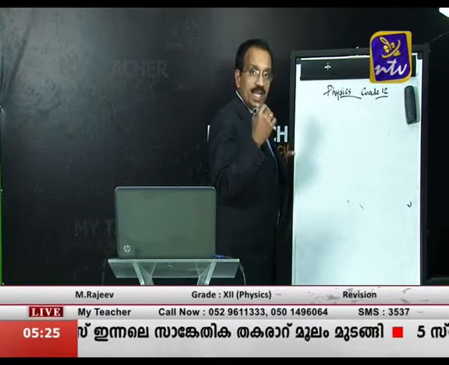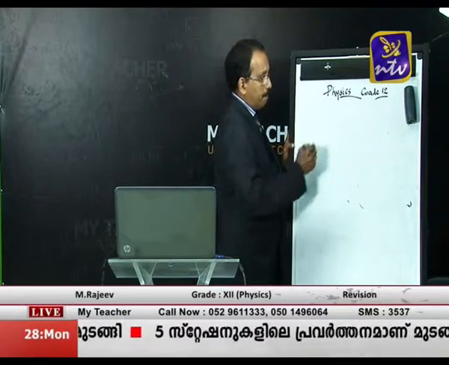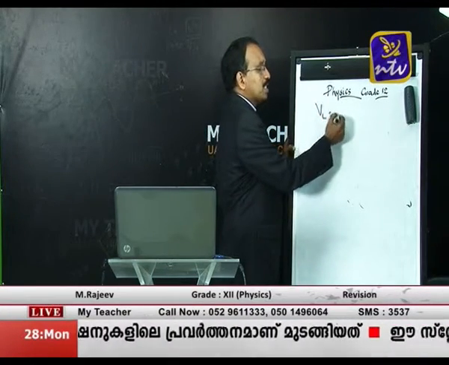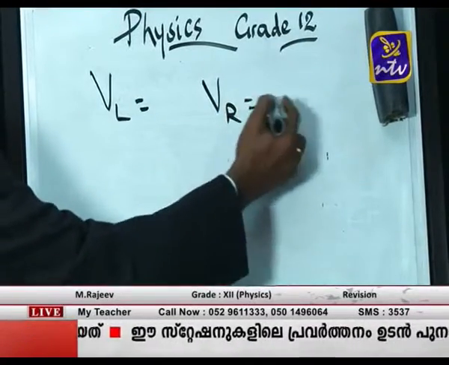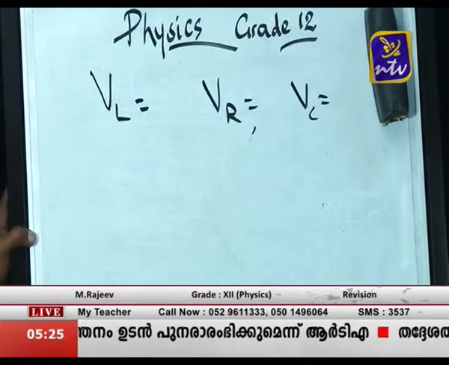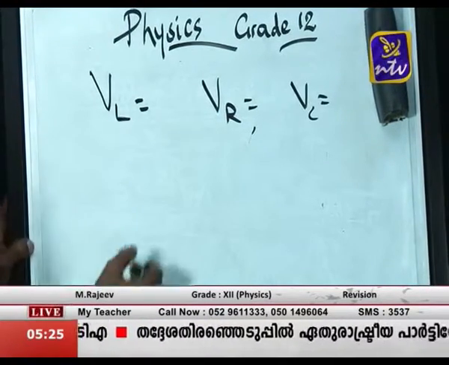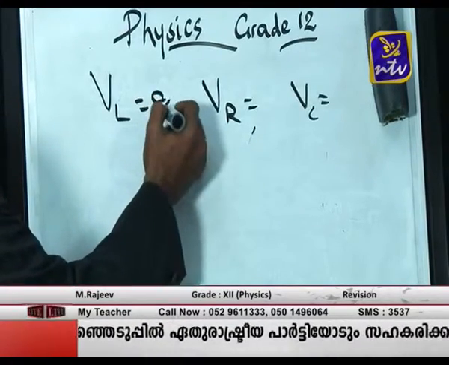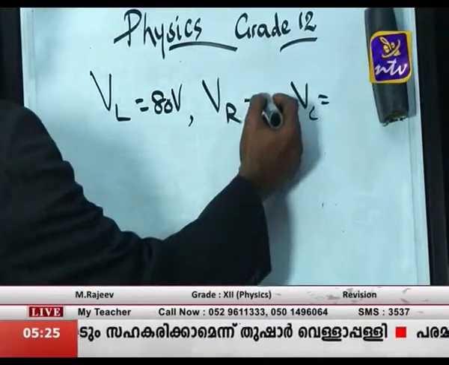Again we are talking about LCR circuit. I am just giving you an idea about another question. The potential differences across resistor, inductor and capacitor, the values are given. So in an LCR circuit, the potential difference or voltage across inductor, let us say it is given to be 80 volts. Resistor, let us say it is given to be 60 volt.